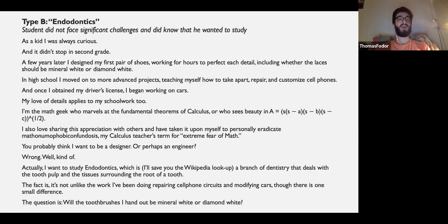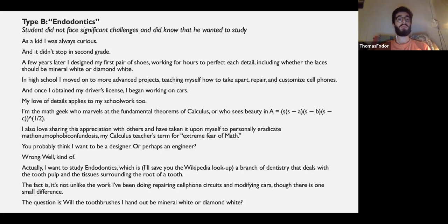A few years later, I designed my first pair of shoes, working for hours to perfect each detail, including whether the laces should be mineral white or diamond white. In high school, I moved on to more advanced projects, teaching myself how to take apart, repair, and customize cell phones. And once I obtained my driver's license, I began working on cars.